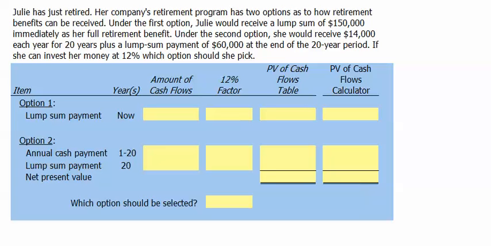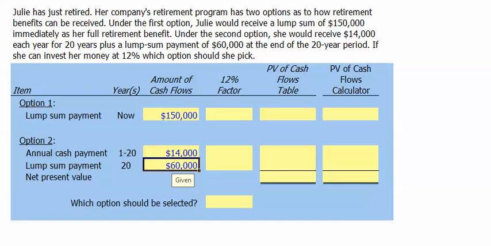Julie has just retired. Her company's retirement program has two options as to how retirement benefits can be received. Under the first option, Julie would receive a lump sum of $150,000 immediately as her full retirement benefit. Under the second option, she would receive $14,000 each year for 20 years, plus a lump sum payment of $60,000 at the end of the 20-year period. If she can invest her money at 12%, which option should she pick?